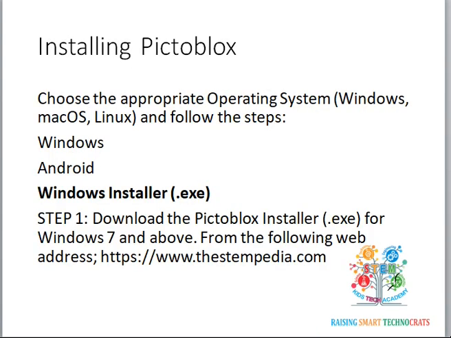It's quite easy to install Pictoblox. If you want to install Pictoblox, just choose the appropriate operating system, whether you are using Windows, Mac OS, or Linux, and follow the steps. For Windows, just use your Windows installer. Step 1, first of all, you have to download your Pictoblox installer for Windows 7 and above. You can see the address below.